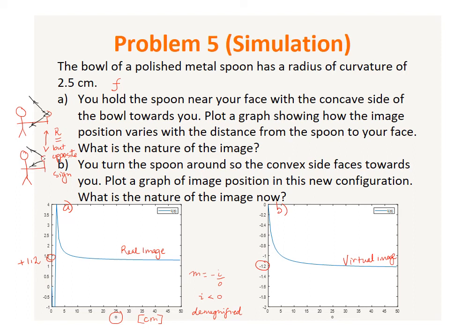So again, the rays look like they're coming from a point 1.2 centimeters on the other side. So when you look at that, you'll see an image of yourself, but it looks like you're behind the spoon now.